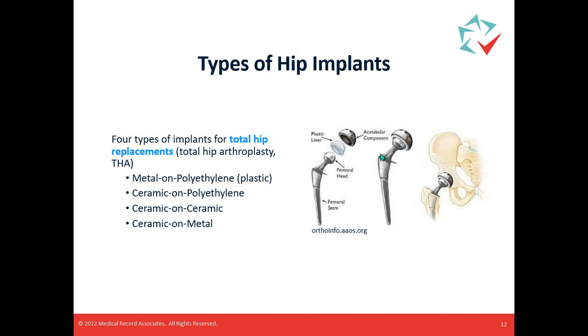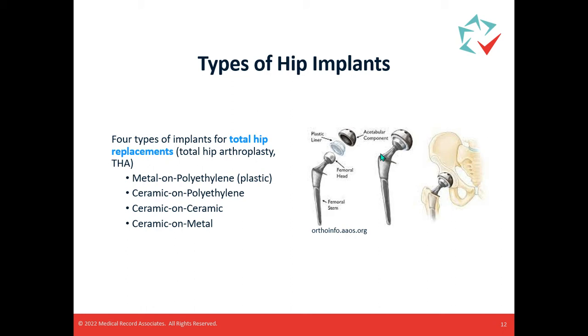In a total hip replacement, not only is the femoral head removed and replaced with a ball, but the acetabulum is also carved out and replaced with a new socket or a cup. In the United States, there are 4 types of total hip replacements, and the differences are the different types of material that are used. So we have metal on polyethylene, which is the ball is made of metal and the socket is lined with polyethylene or plastic.